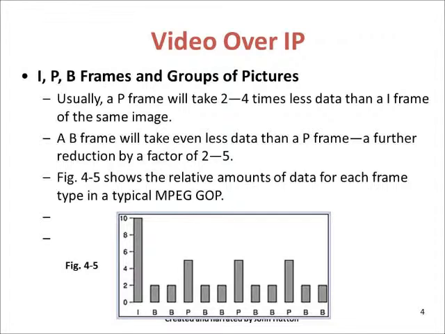An I-frame, which stands for intra-coded, is the only kind of frame that can be decoded by itself. There is no reference made to any of the other video frames. A P-frame, which stands for predicted, will take 2 to 4 times less data than an I-frame of the same image. A B-frame, which stands for bidirectional, will take even less data than a P-frame, a further reduction by a factor of 2 to 5.